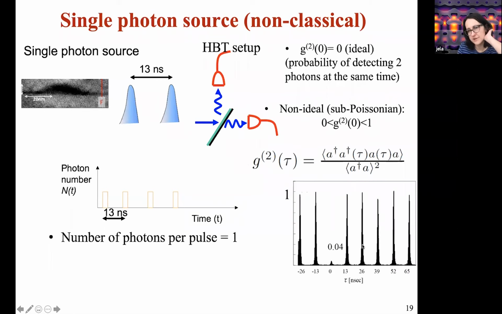It's still non-classical light. And this is, for example, an actual measurement on single photon generation from a quantum dot, where the central peak is 4% of the side peaks, which means that you have suppression of multi-photon probability to 4% of the Poissonian source. Okay.